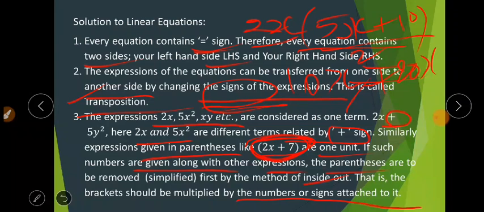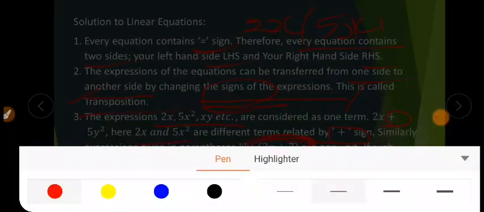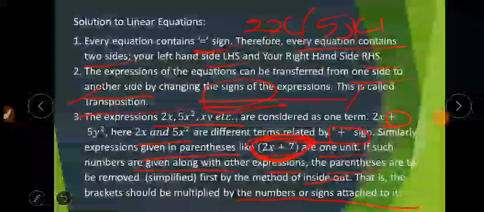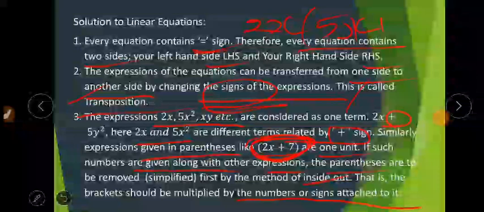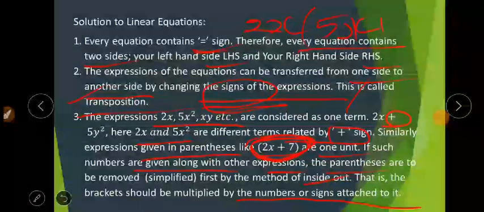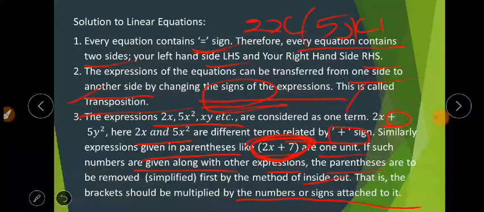So these are all the important things with respect to linear equations. What you have to keep in mind is, the second point is very important, that is transposition. That means while changing the place of the equations, while we transfer from one side to another side, we change the sign. You have to keep this in mind.